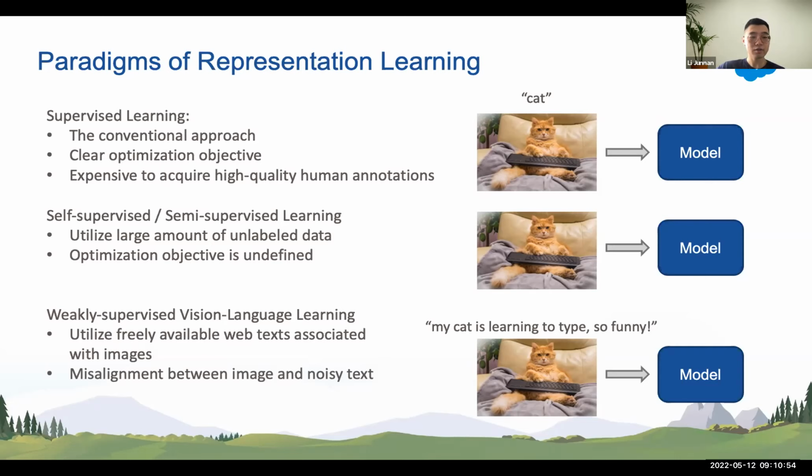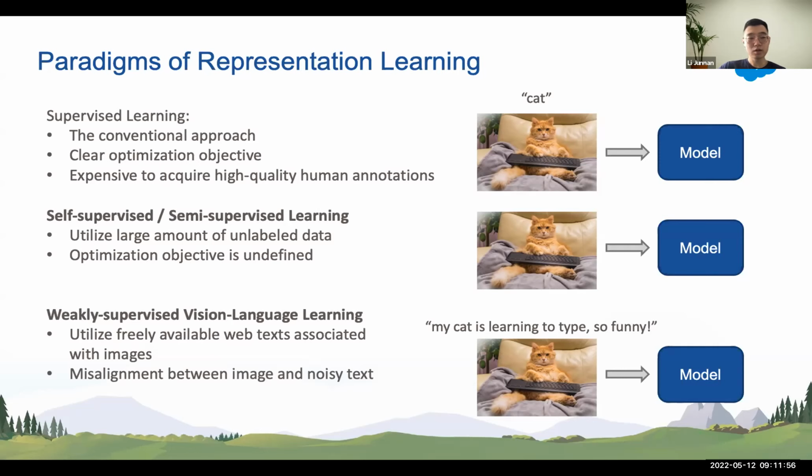paradigm is semi-supervised or self-supervised learning, which utilizes a large amount of unlabeled data. This is much more scalable, but the problem is that there's no clear optimization objective. So people need to come up with their own task to perform this unsupervised learning. And the third paradigm is webly-supervised visual learning, which makes use of a large amount of freely available text on the internet that comes with the images. But there's a potential misalignment between the image and text. For example, here, my cat is learning to type, so funny. It's correct, but it's not 100% describing the visual content of the image. And we will see some examples later on how to deal with this problem.